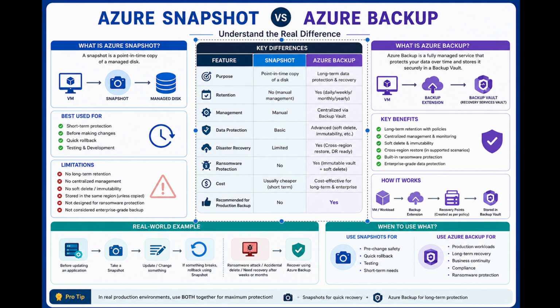Let's understand this with a real world scenario. Imagine you are updating a production application server. The flow will be: before updating your application, you will take a snapshot, and after you have taken the snapshot, you can proceed with any major updates to your application or configuration. And in case something goes wrong, you can revert back to the original state from the snapshot. And this is the simple process in the case of a snapshot.